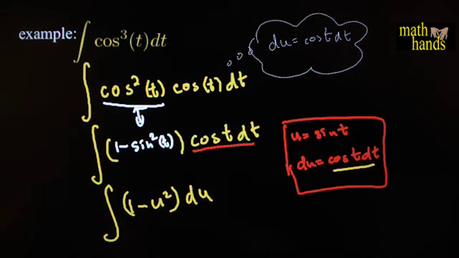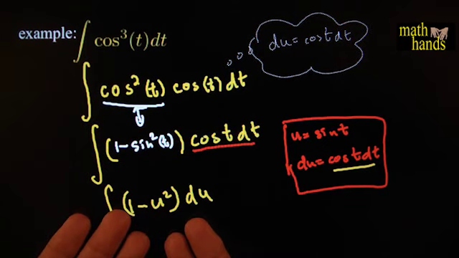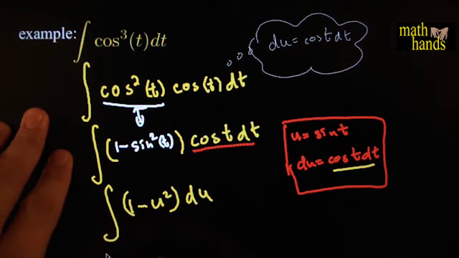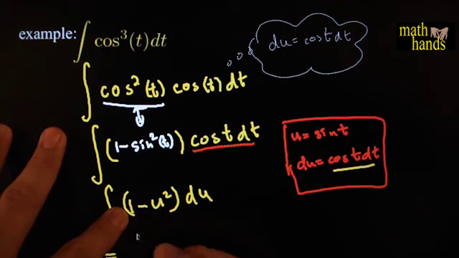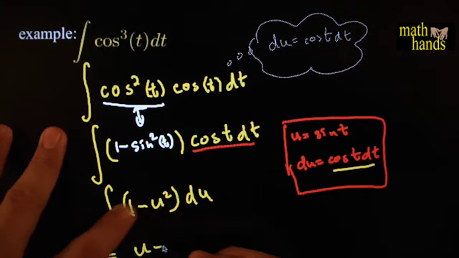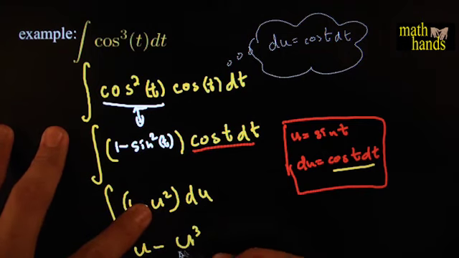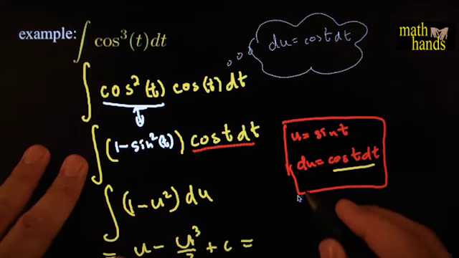And what do you call that now? That would be a basic one. And so we would finish it off with the integral of 1 with respect to u would be u minus u to the third over 3 plus a constant. And I can convert back using my dictionary.